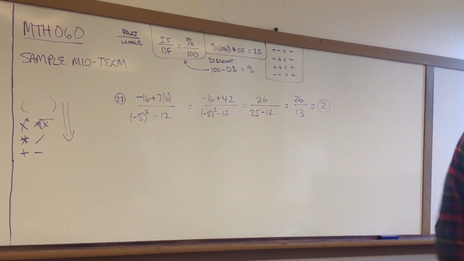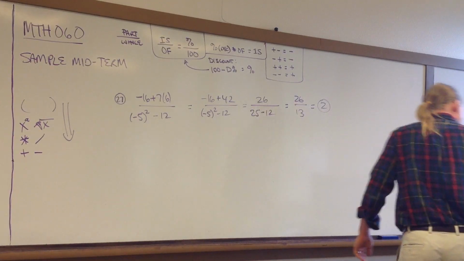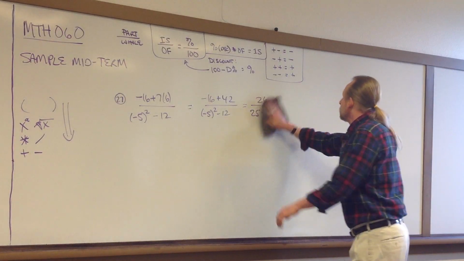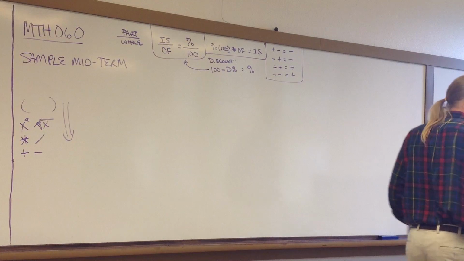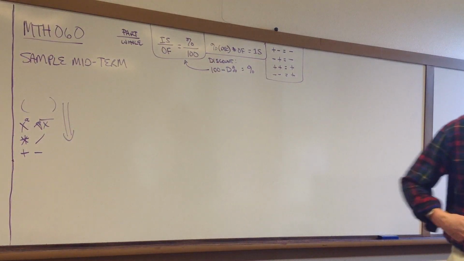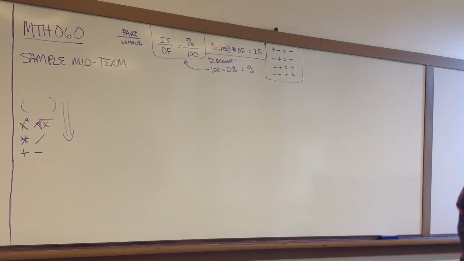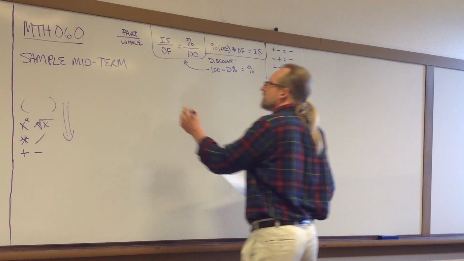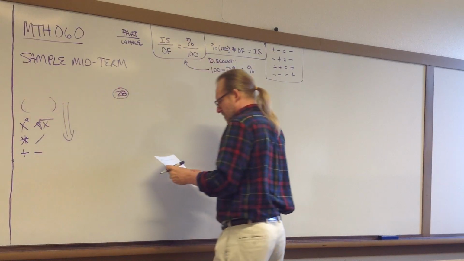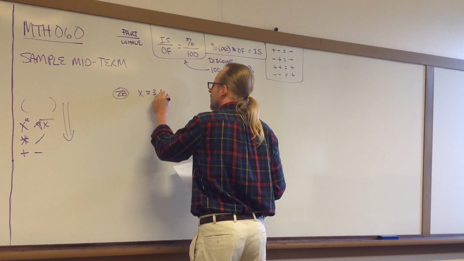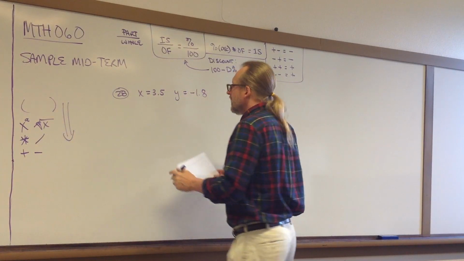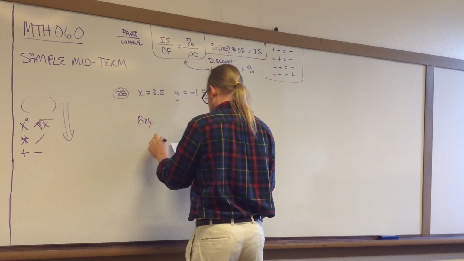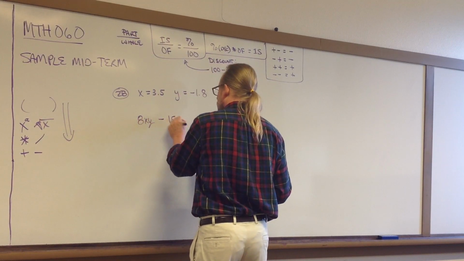So that's the order of operations section. Now we've just got 4 more problems to worry about. And these are the substitution problems and the combining like terms problems. So let's take a look at those. Problem 28. X is 3.5. Y is negative 1.8. And we want to calculate 8xy minus 15x.